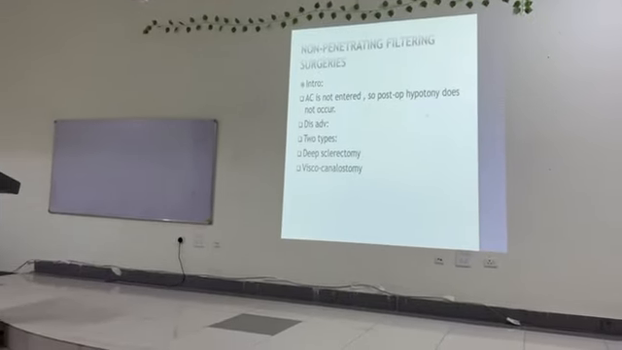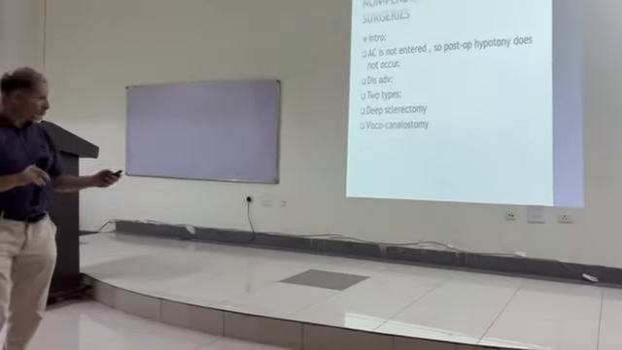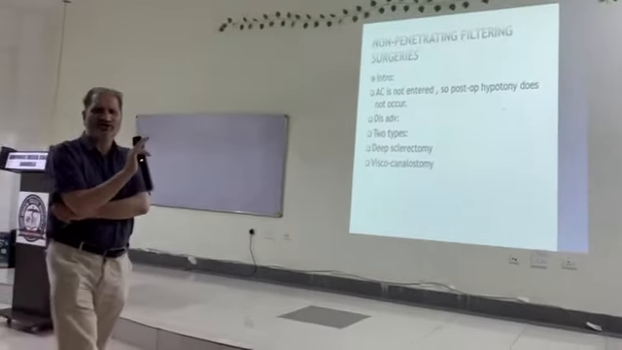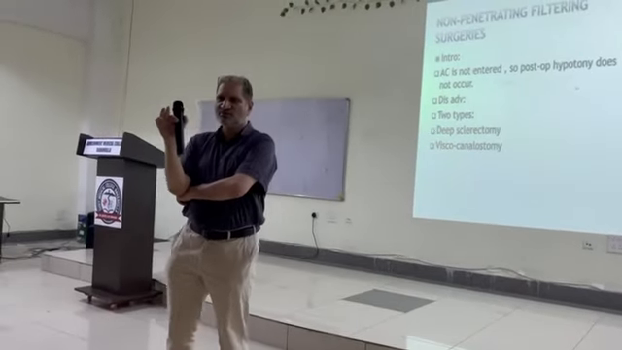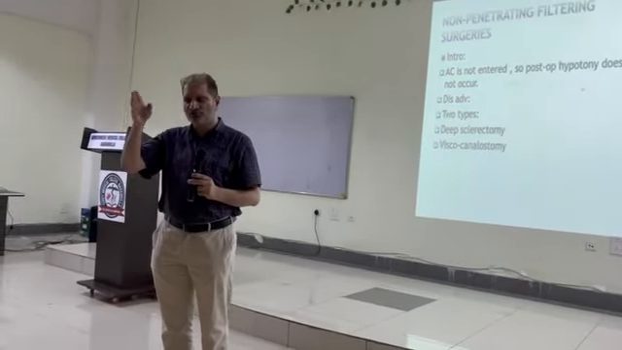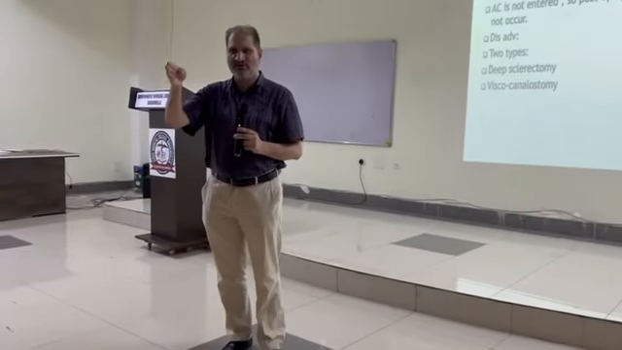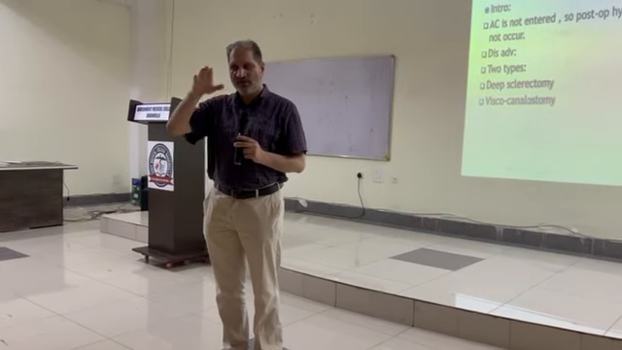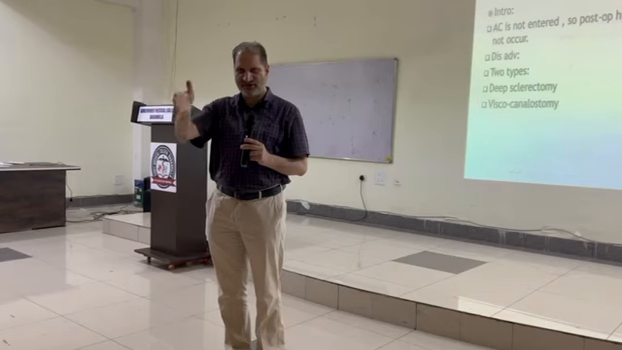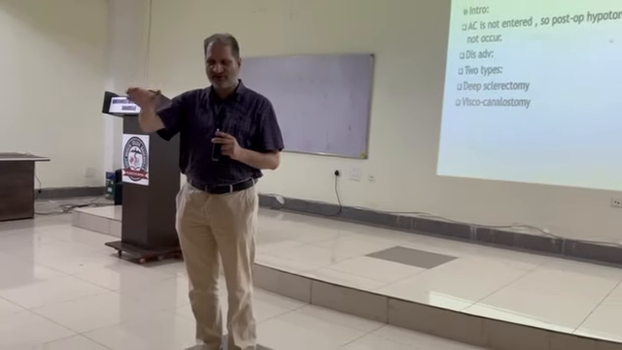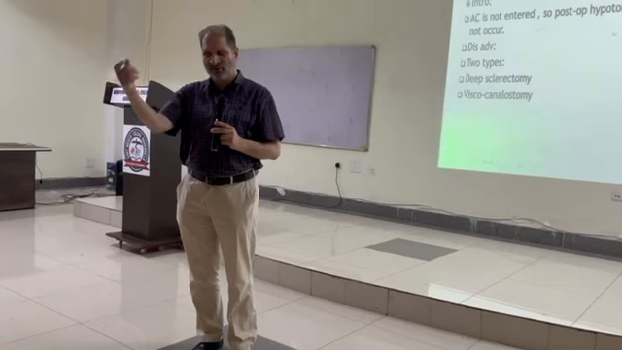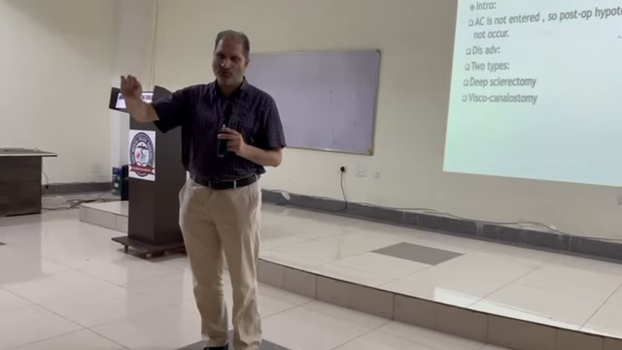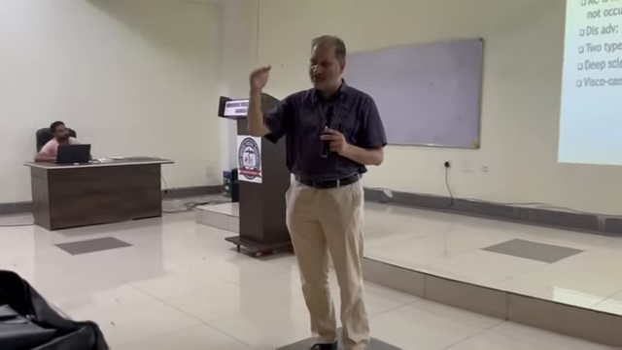Then we have non-penetrating surgeries. We have two conditions: one is deep sclerectomy and one is viscocanalostomy. A very short detail about this procedure. We dilate on either side, and first we make a flap, then we make it rectangular, then we reach the Schlemm's canal, put visco to dilate it. Then we make a Descemet's membrane window.